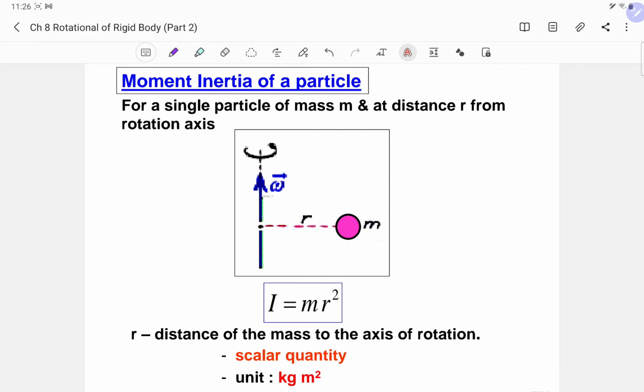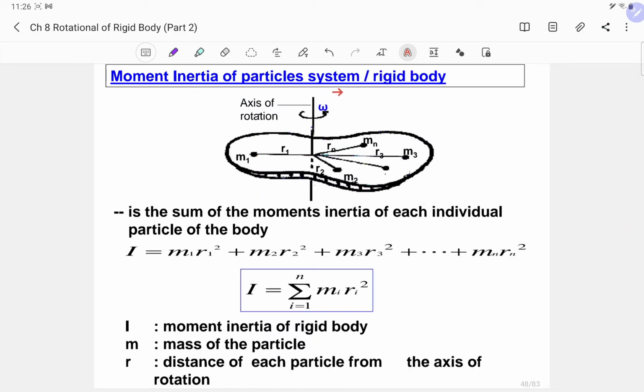So kg m squared. Next, the moment of inertia of a system of particles or rigid body is the sum of the moments of inertia of each individual particle of the body. So this is the rigid body. On this rigid body, there are several individual particles. So M1, first particle, M2, another particle, M3 is another particle, and more. And then the moment of inertia of the whole system is the summation of the inertia of the individual particles. So that's why you can see summation over here.